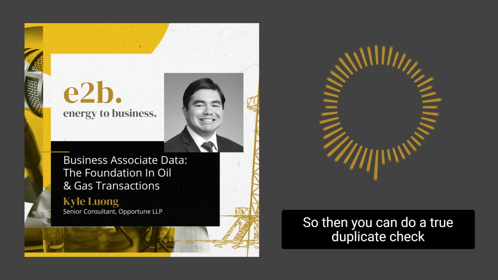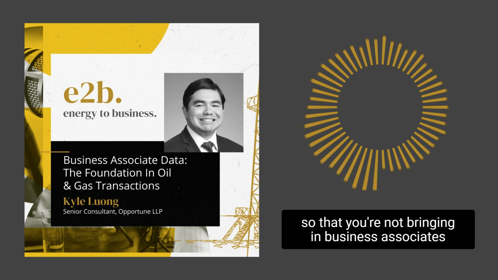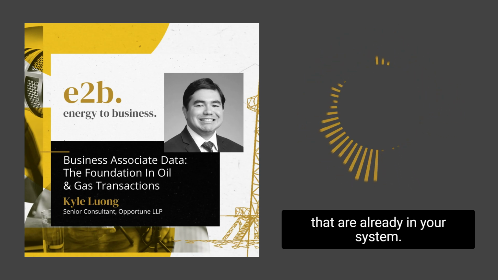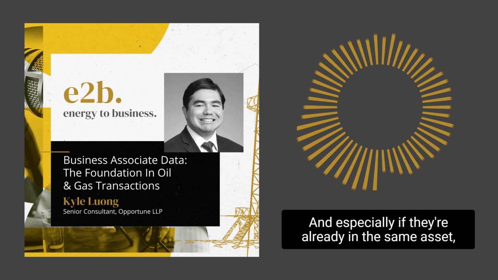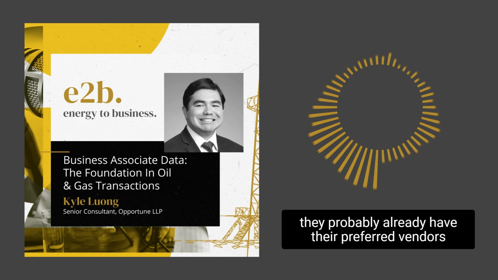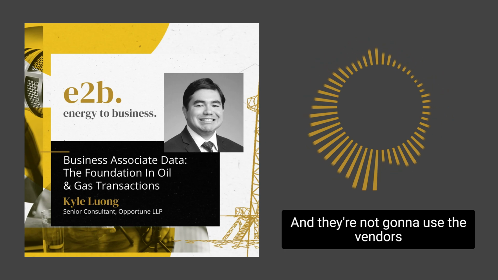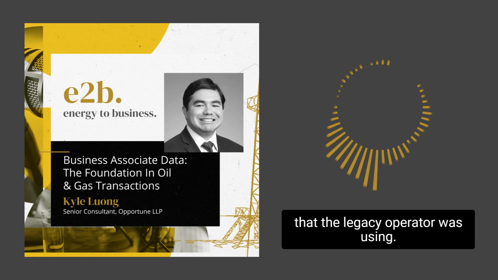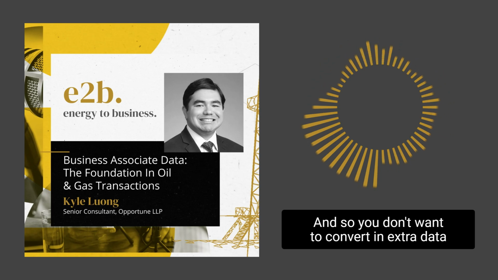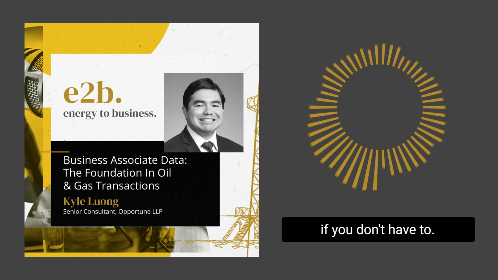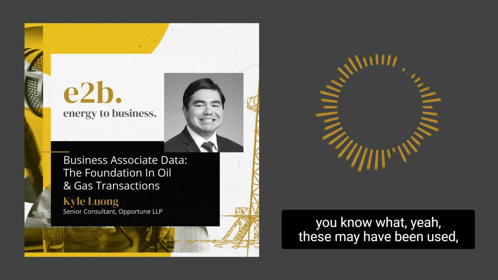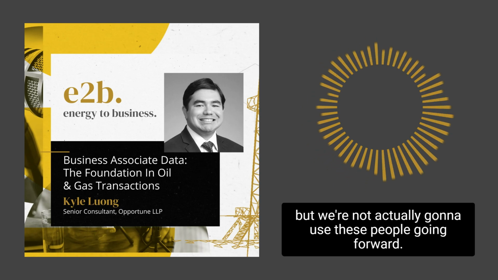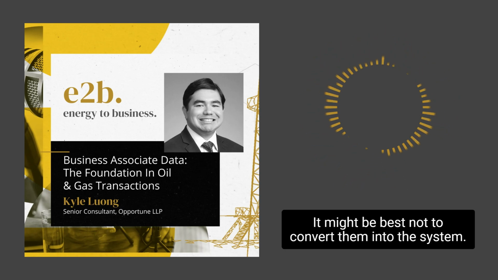So then you can do a true duplicate check so that you're not bringing in business associates that are already in your system. And especially as it relates to vendors, a lot of times companies will have their own preferred vendors. And especially if they're already in the same asset, they probably already have their preferred vendors that they're going to use, and they're not going to use the vendors that the legacy operator was using. And so you don't want to convert in extra data if you don't have to. So making sure that you look at those and say, you know what, yeah, these may have been used, but we're not actually going to use these people going forward. It might be best not to convert them into the system.